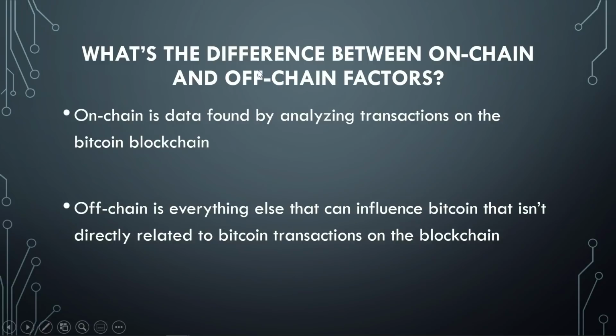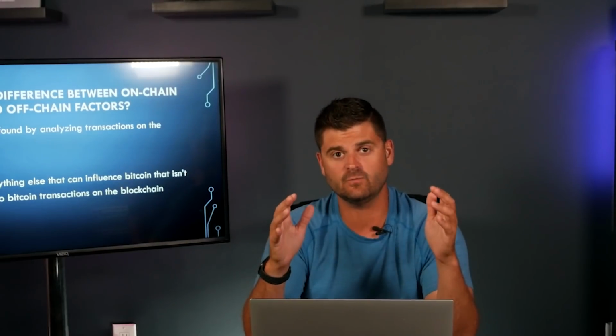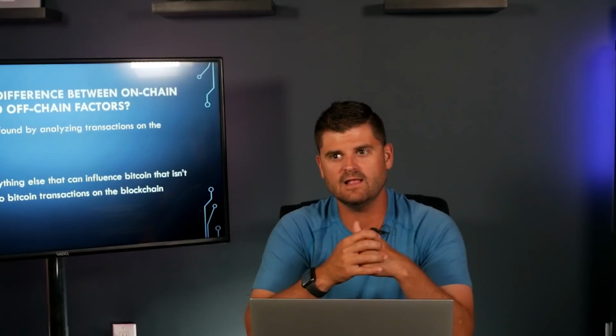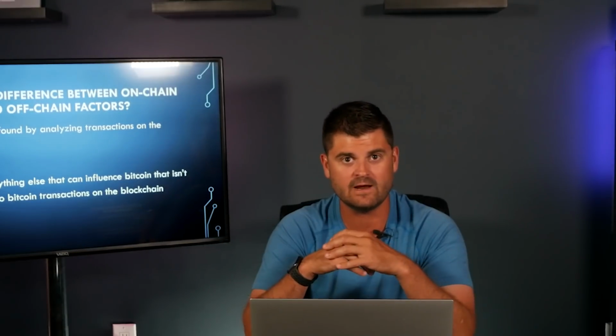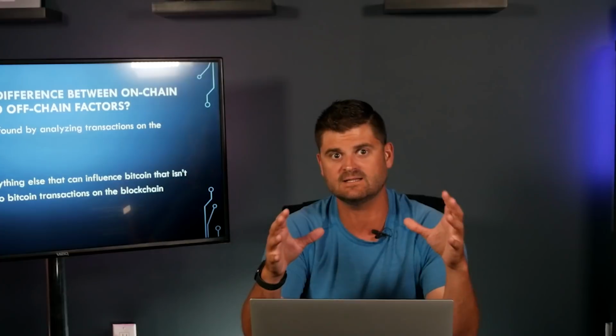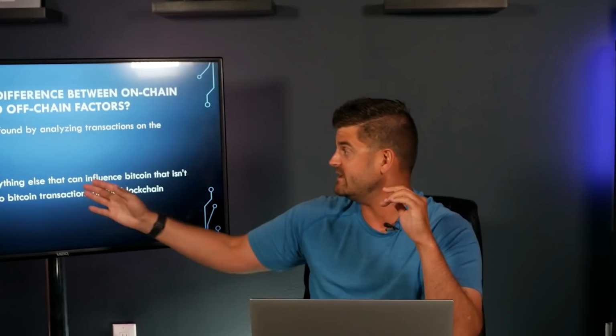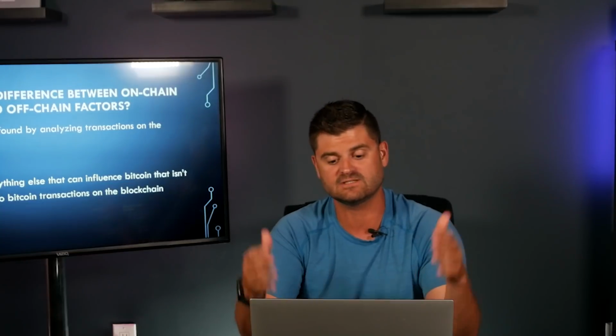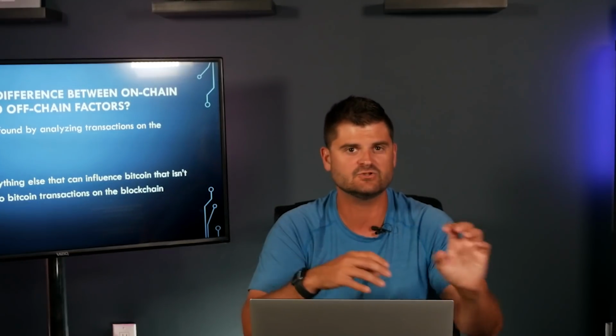So let's talk about what is the difference between on-chain and off-chain factors. So on-chain is basically all the data and all the analysis that we can use that comes from transactions directly on Bitcoin's blockchain. And there's a ton of information we can derive from it because it is public. You know, a lot of people talk about the anonymous nature of Bitcoin. It's actually way more transparent than any fiat currency system because you can see every transaction that takes place. But when we start talking about off-chain stuff, this is everything else that can influence Bitcoin that isn't directly related to those transactions.